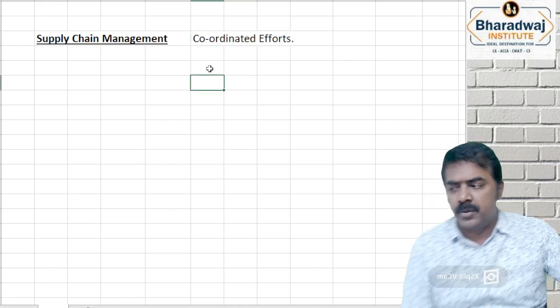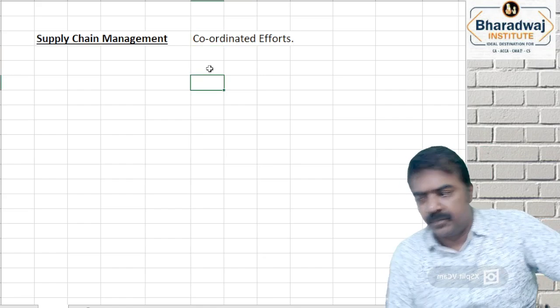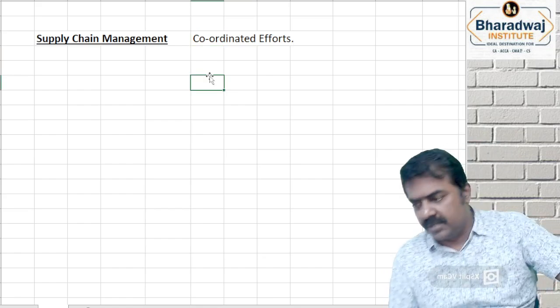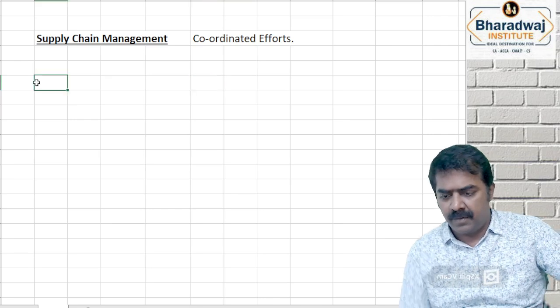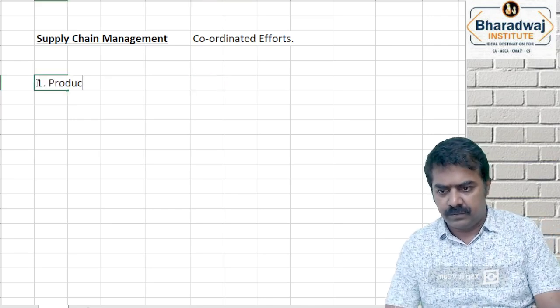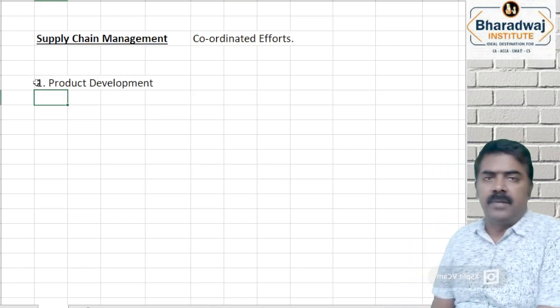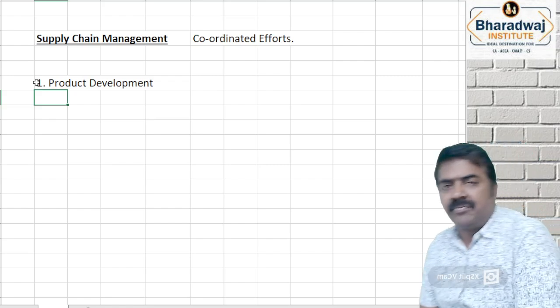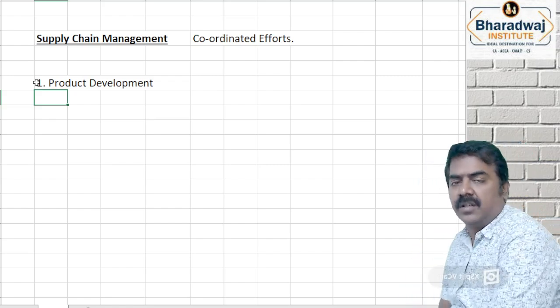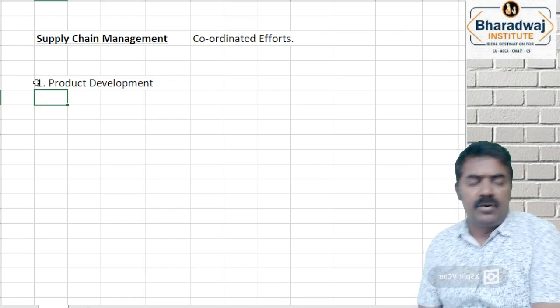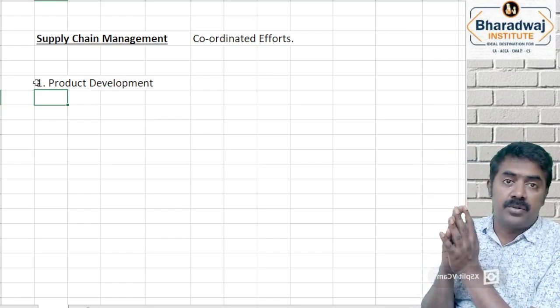Bring the product to which one? End users. What are all is covered? Simple. Product development. Which model of EV will be good for the customers? The product development includes everything.